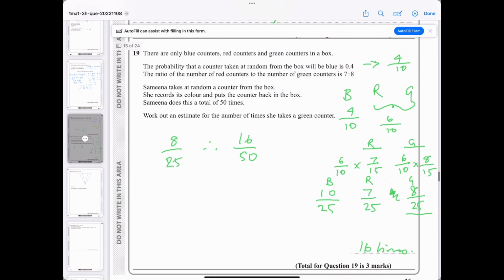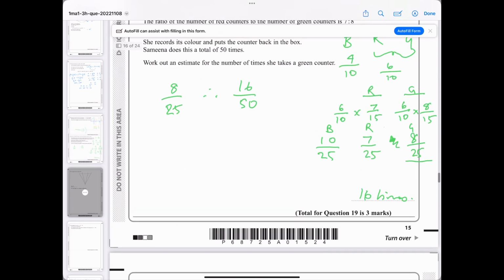Right, and I hope that was green. Yeah, that does look right. Is that red to green?